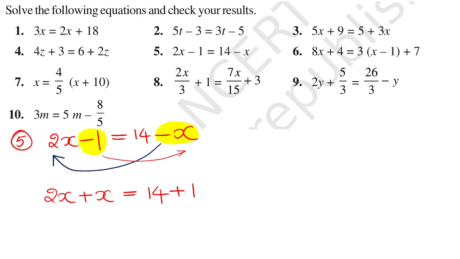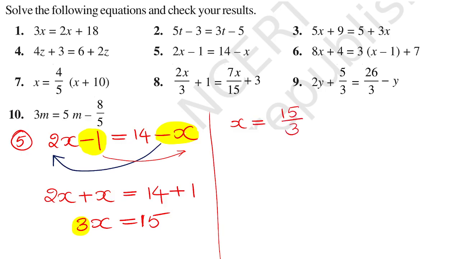Nidhi Bijukumar, you got the answer. Okay, very good. You got the answer, correct. Then you can try the 6th one. So 2x plus x is 3x. 14 plus 1 is 15. This is 3 under multiplication, 3 into, right? The 3 becomes divided by 3 on the other side. If I transfer 3, it becomes division by 3. So x equal to 5 is the answer.